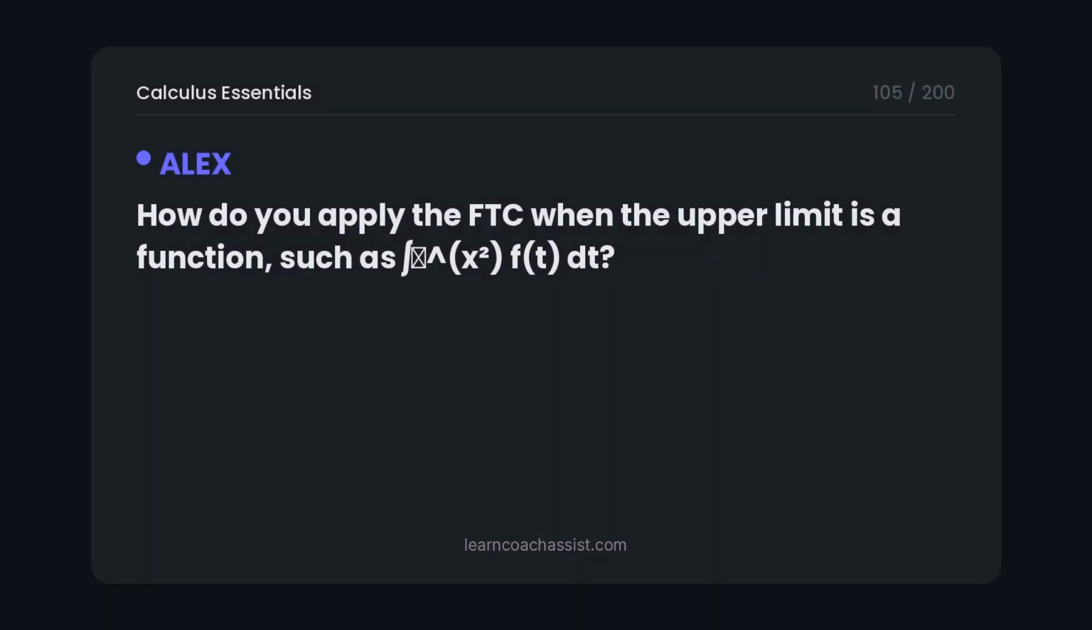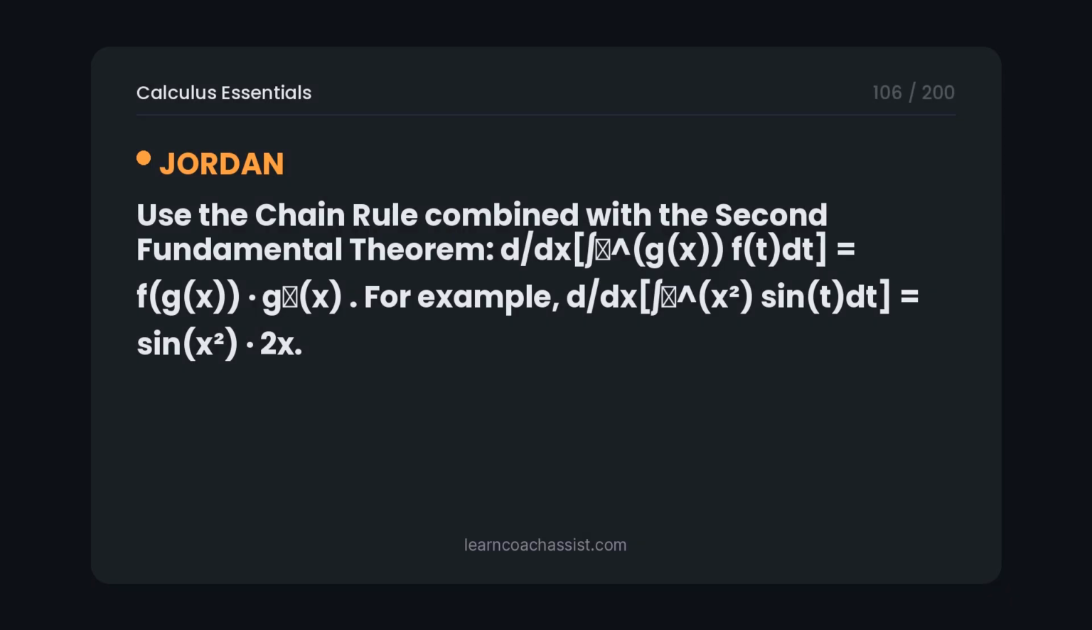How do you apply the FTC when the upper limit is a function, such as the integral from a to x² of f(t) dt? Use the chain rule combined with the second fundamental theorem: d/dx of the integral from a to g(x) of f(t) dt equals f(g(x))·g'(x). For example, d/dx of the integral from a to x² of sin t dt equals sin(x²)·2x.